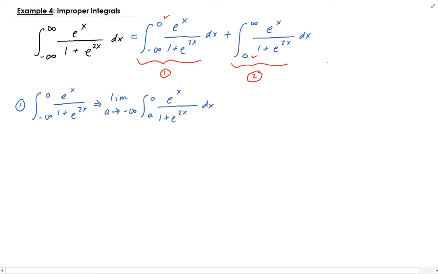Let u be e to the x, because when you square that you get e to the 2x here, and a is just 1, so du is going to be e to the x dx. So this integral has the form of du over a squared plus u squared. If you remember this integral, it is arctangent, well, sorry, I forgot the 1 over a. So it's 1 over a arctangent of u over a, plus some constant.